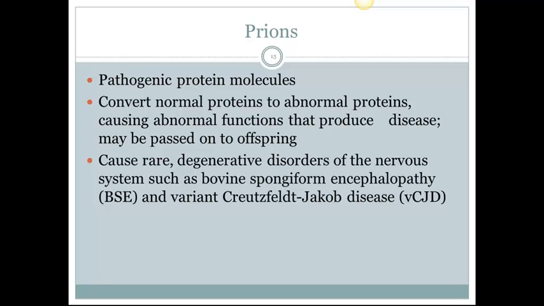Prions are a pathogenic protein molecule. They convert normal proteins to abnormal proteins, causing abnormal function that produces disease. It may be passed on to offspring. Some examples are mad cow disease and brain degenerative diseases, such as bovine spongiform encephalopathy, which causes a fatal degeneration in brain tissue and progressive loss of nervous system function.